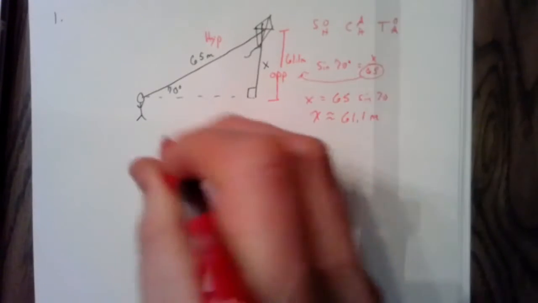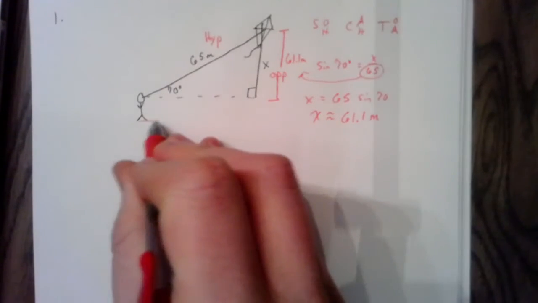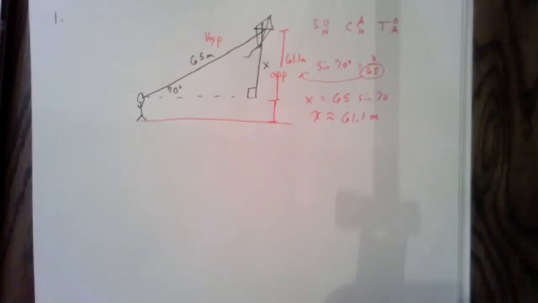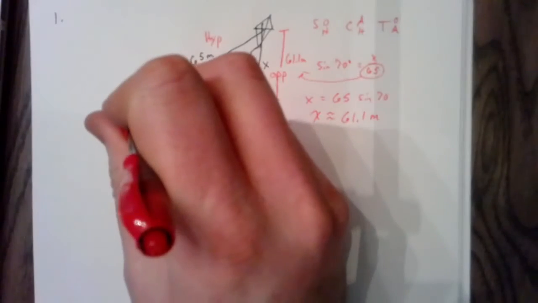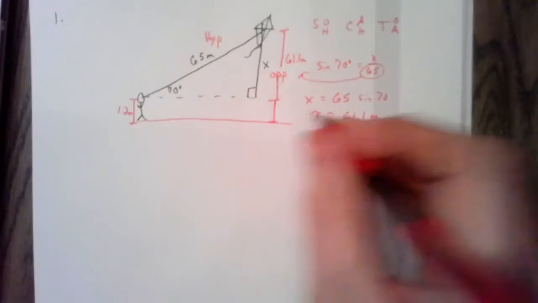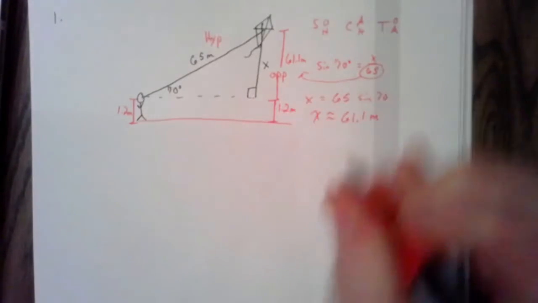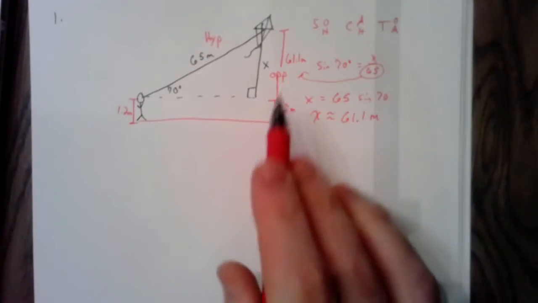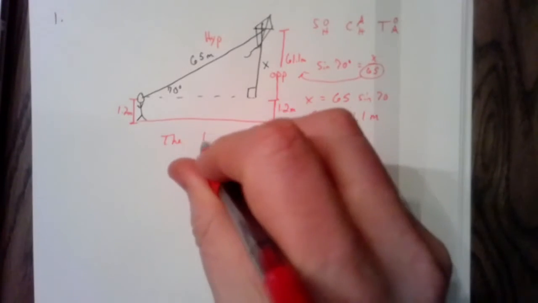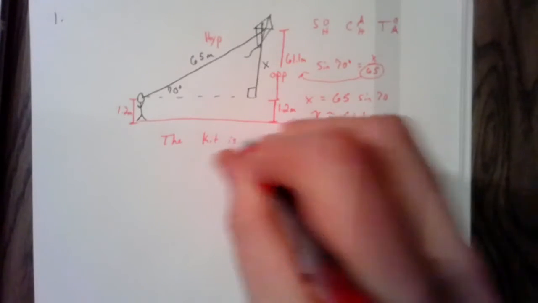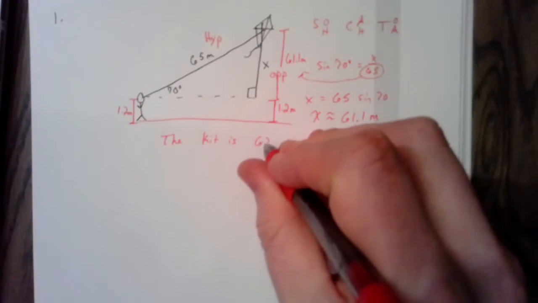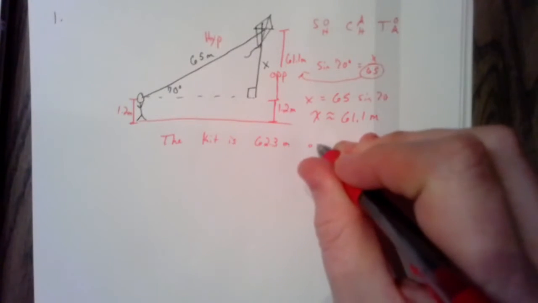So that's what they're telling me right here, that this length is 61.1 meters. But that's not where the ground is. The ground is all the way down here. Well, that's that last piece of information they give me. They tell me that he is holding the kite 1.2 meters off the ground. So this is 1.2 meters here. And that means that this is 1.2 meters here. So now I can add these two numbers, 61.1 plus 1.2. I'll use a sentence because that's how we should answer a word problem. The kite is 61.1 plus 1.2, which is 62.3 meters off the ground.